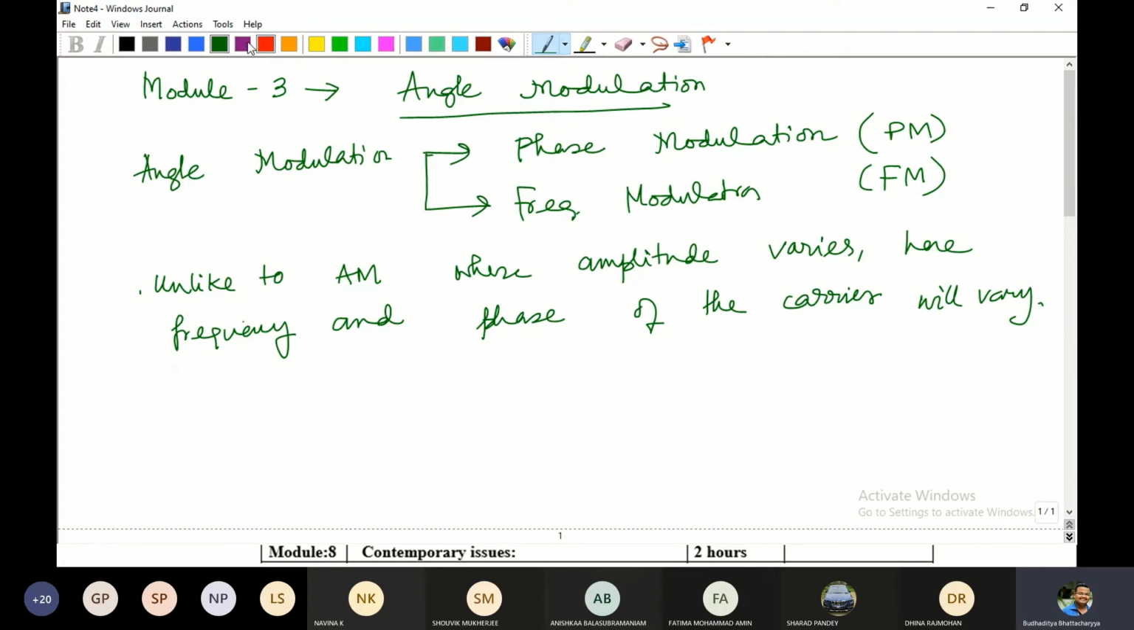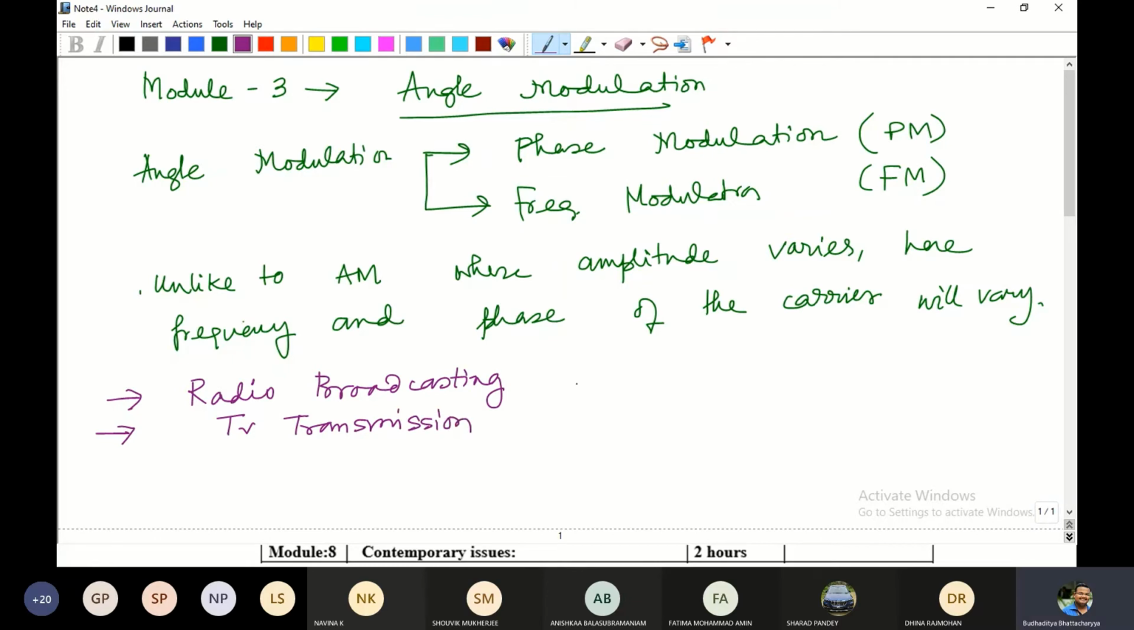And as I said, to repeat once again, this whole angle modulation is very important because it happens to be the key for radio broadcasting. Application wise, radio broadcasting and TV transmission.